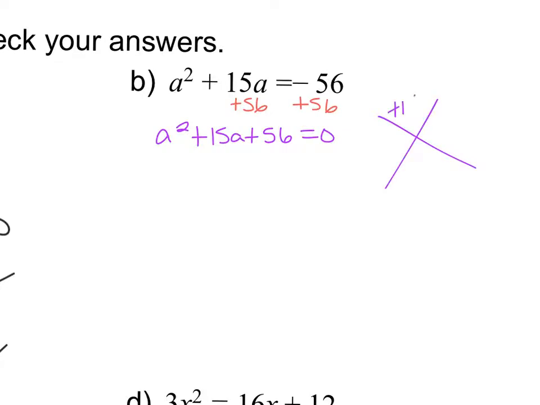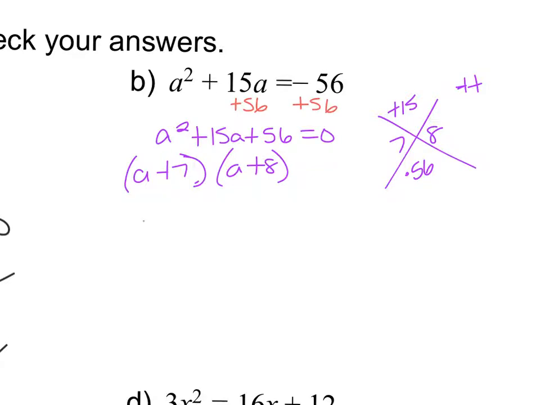What adds to be 15 and multiplies to be 56? It's going to be 2 positives. And our a value is 1, so we do not have to factor by grouping. We can just give the answer. Have you thought of it yet? It is 7 and 8. So this will be a plus 7 times a plus 8.